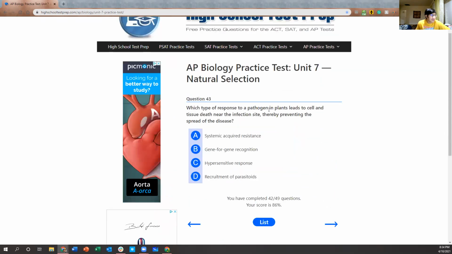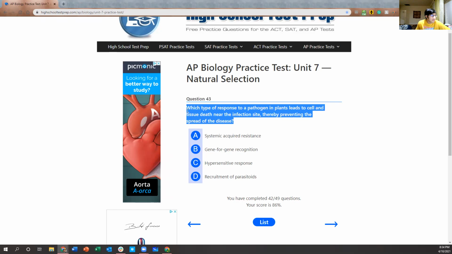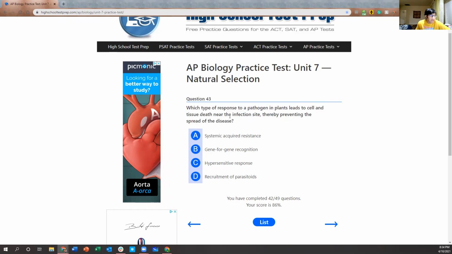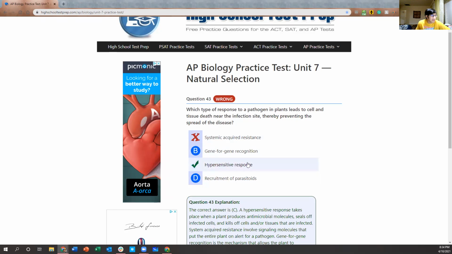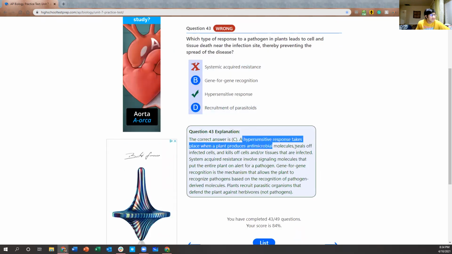Which type of response to a pathogen in plants leads to cell and tissue death near the infection site, thereby preventing the spread of the disease? I don't really know. Probably systemic acquired. Yeah, no, it's hypersensitive response. Plant. We don't need to know this yet, by the way.